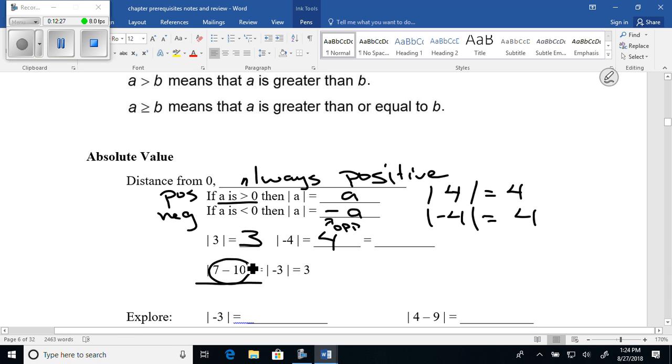Like parentheses, exactly. Why is there another equal sign? Because if it's a negative, it's going to be the opposite. Okay, up here, if you did this, technically, the absolute value of negative 4 is equal to the opposite of negative 4. Well, what's the opposite of negative 4?